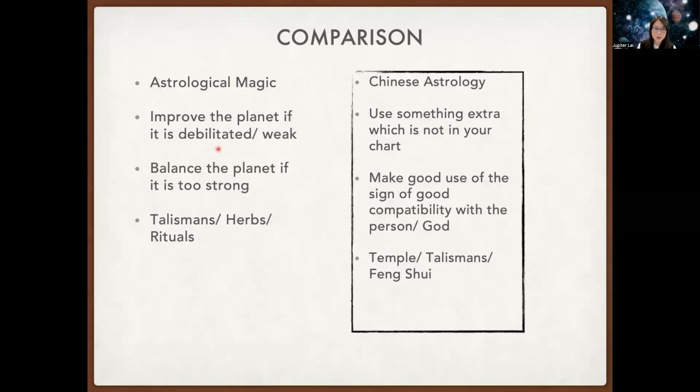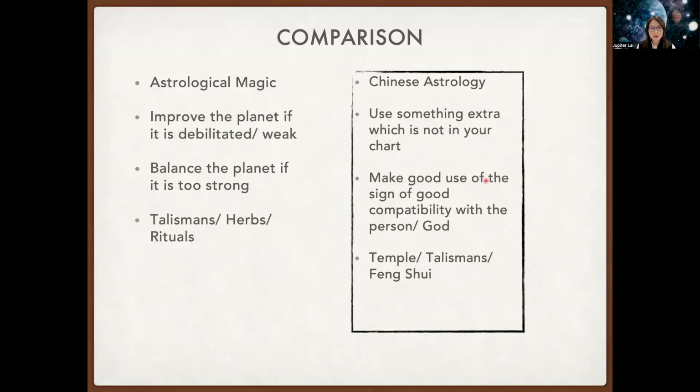In astrological magic, you need to make a talisman. For example, if you have an afflicted Venus, then you might want to make a fortunate Venus talisman to improve your Venus. Or if you have a very bad Saturn, then maybe you want a Jupiter talisman to counterbalance the Saturn, or a Saturn talisman with Saturn in good dignity to balance your afflicted Saturn, or using herbs or rituals for doing the astrological magic.